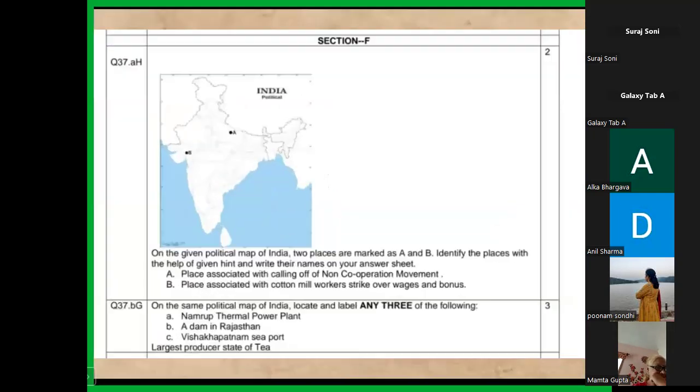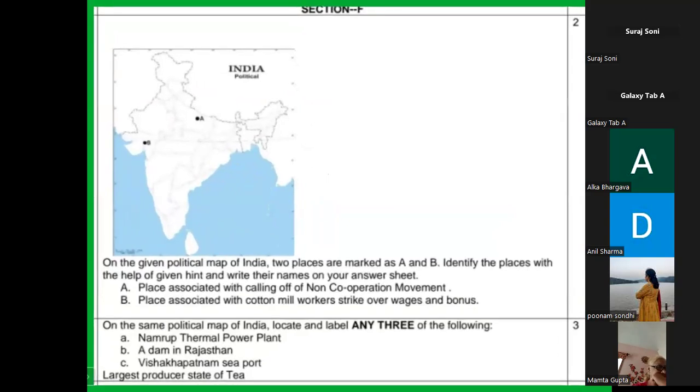The way a map question can be taken up is simple. We will have a map where we have 2 places which are to be identified. The hints would be given. Now this year there is a change in the map for history. The change is that the place Chauri Chaura, this is last year's paper so it is there, the place associated with the calling off of the non-cooperation movement, Chauri Chaura.